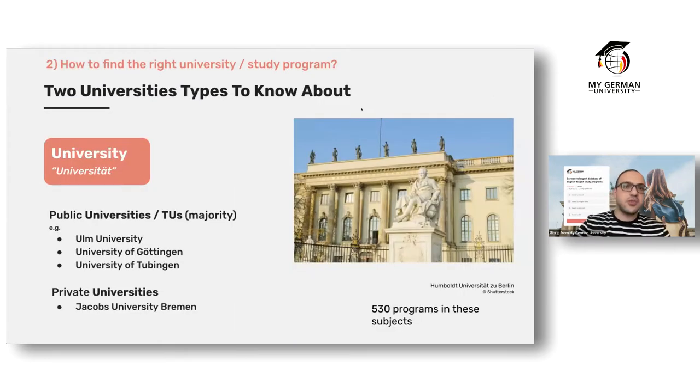Also, what I would like you to know from my presentation is that there are two types of universities that I would like you to know about in Germany. The first type is the Universität type of university. And when you go to our study finder, for example, you will be able to control for that. So control for the programs in business administration or industrial engineering that are offered only by this type of university, and you will be able to find over 500 programs.